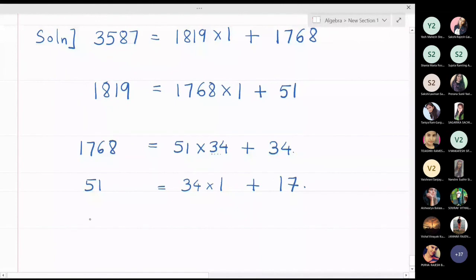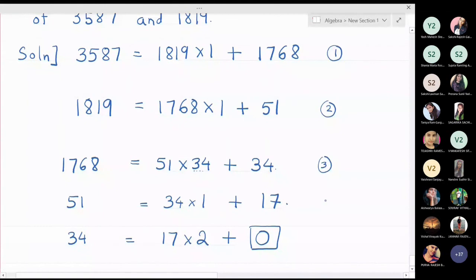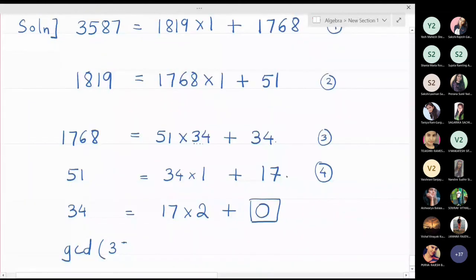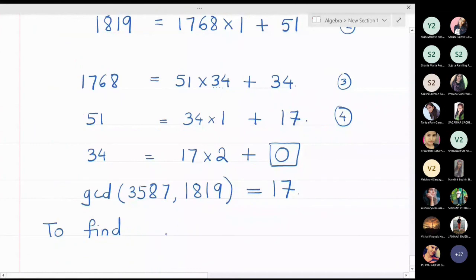I will label these steps as equation 1, equation 2, equation 3 and equation 4. The first step I label as equation 1, the second step is equation 2, this is equation 3, and this is equation 4. So I have four steps which are important for us to express the GCD as a linear combination. So what is the GCD of the two numbers? The GCD of the numbers 3587 and 1819 is equal to 17. So now the next target is to find the values of M and N, and I want to express this 17 as a linear combination of 3587 and 1819.